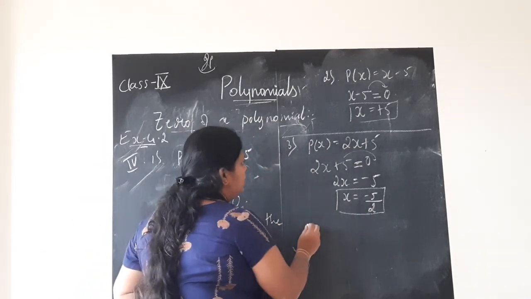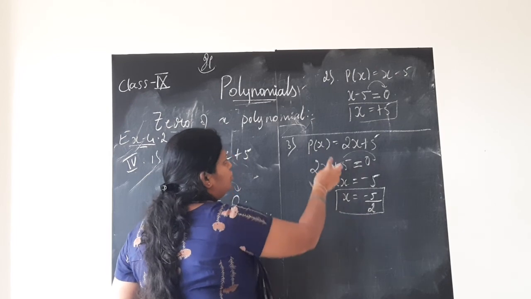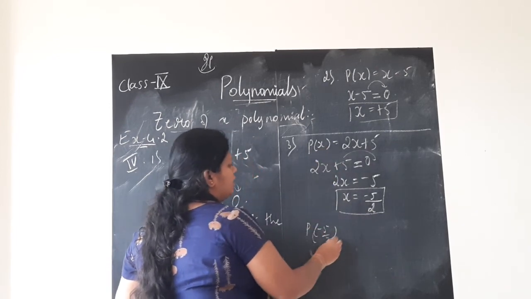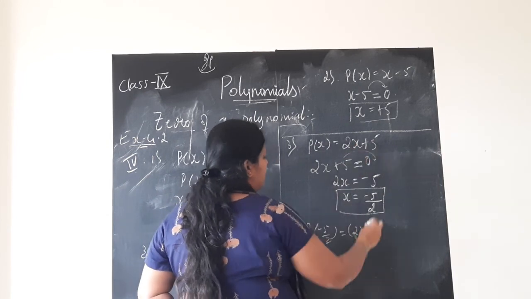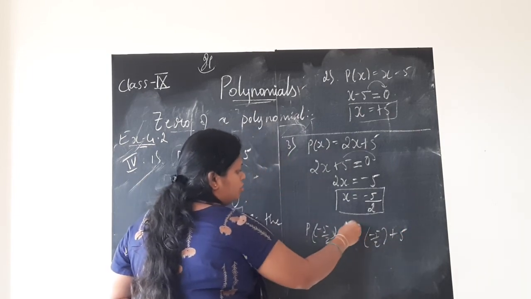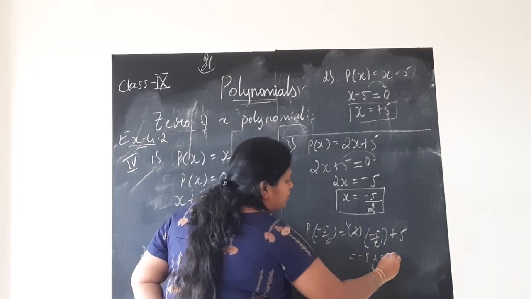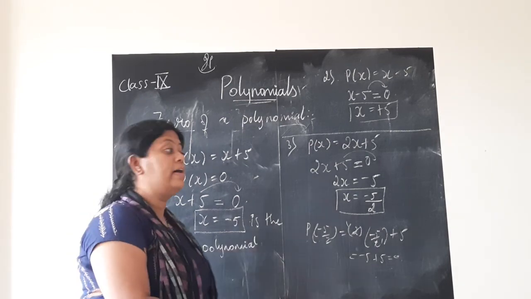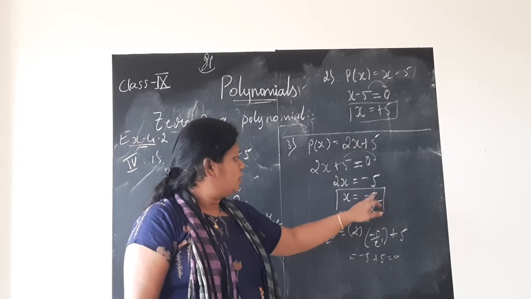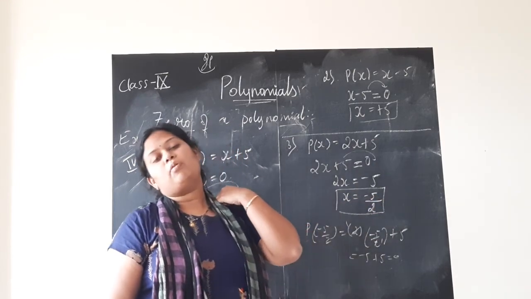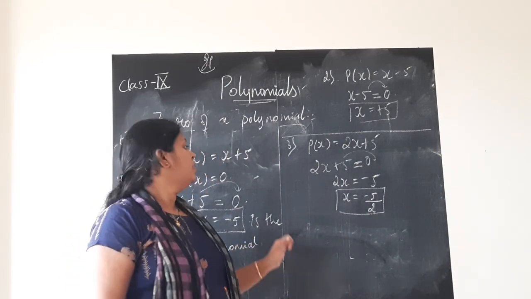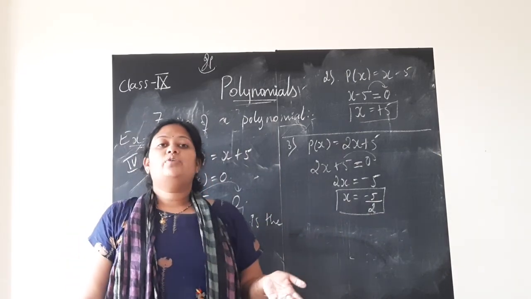Check it. You can do verification also. Now we got x is equal to minus 5 by 2. Let us substitute in place of x and check. p of minus 5 by 2 is 2 times minus 5 by 2 plus 5. The 2s cancel, minus 5 plus 5 is equal to 0. Hence the value of x we got by simplifying is correct. So x is equal to minus 5 by 2 is the zero of the polynomial. You need not do this verification; I show it just to make you understand. In a test or exam you can do it if you feel doubtful.